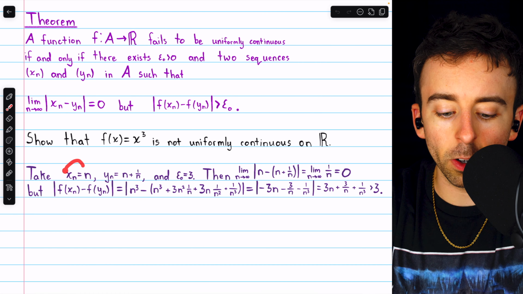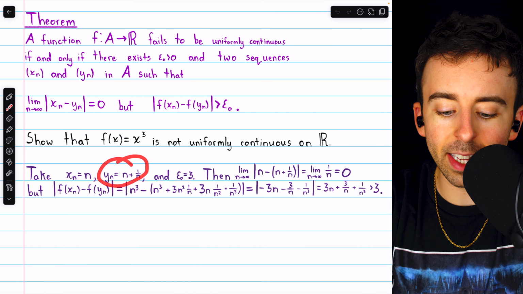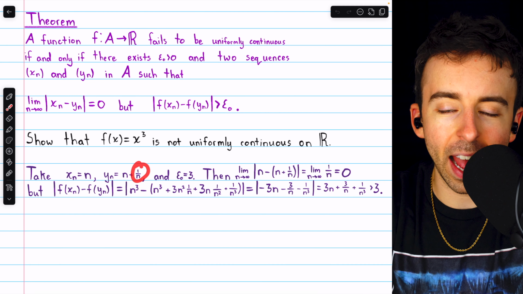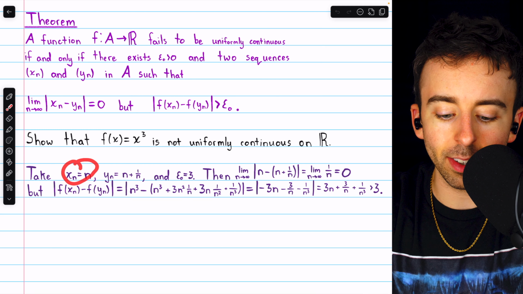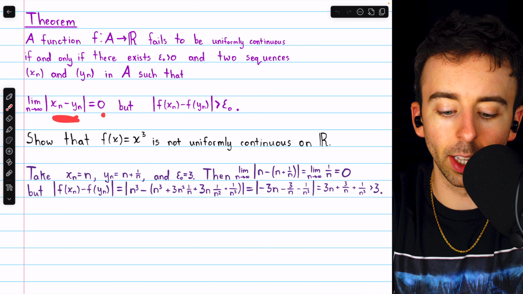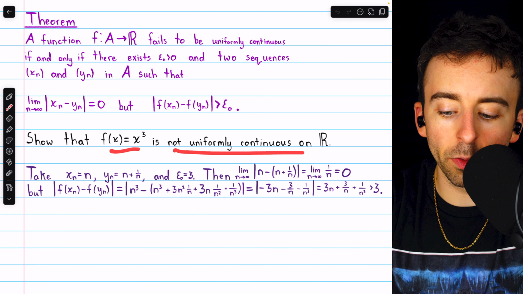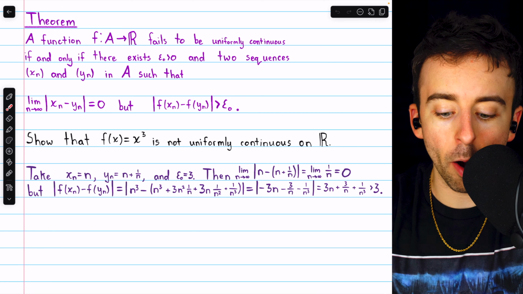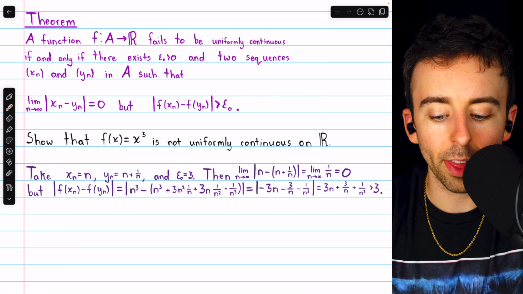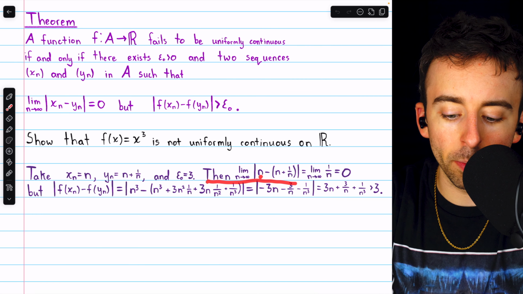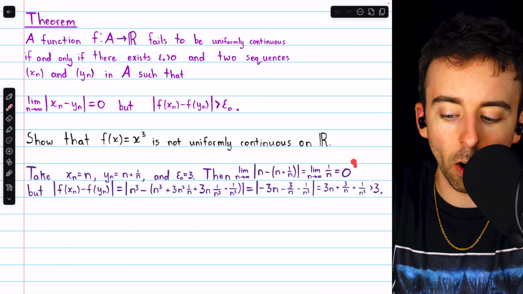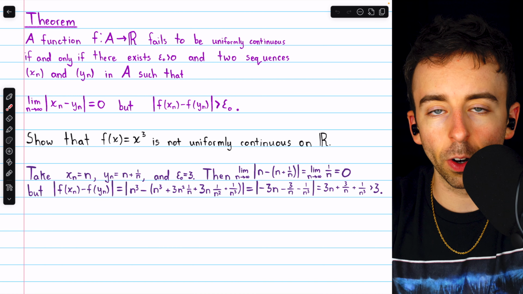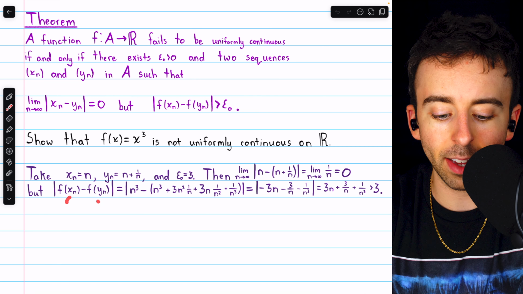So to that end, we consider xn equals n and yn equals n plus 1 over n. Clearly, as n gets arbitrarily large, 1 over n gets arbitrarily small, and so these sequences will approach each other. Their distance will approach 0. To show x cubed isn't uniformly continuous, we need to show all of this for some epsilon naught. For our proof, we're going to take epsilon naught equal to 3. Here, we're just showing that indeed the terms of the sequences we've defined get arbitrarily close to each other. And then, of course, we have to look at the distance between the images of the terms of that sequence, f of xn minus f of yn.